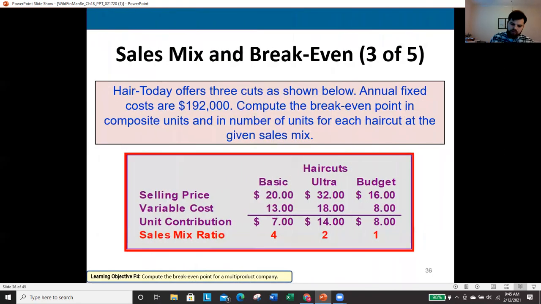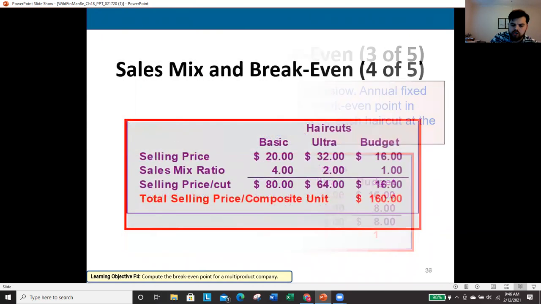So in this case, Hair Today offers 3 different haircuts as shown below. Annual fixed costs are $192,000. They want us to compute the break-even point in composite units and in number of units for each haircut at the given sales mix. So the company has told us we typically sell, for every 7 haircuts we do, 4 of them are basic, 2 of them are ultra, and 1 of them is a budget cut. With each of these, they have come in and given us the selling price and the variable costs, allowing us to calculate the unit contribution for each one.